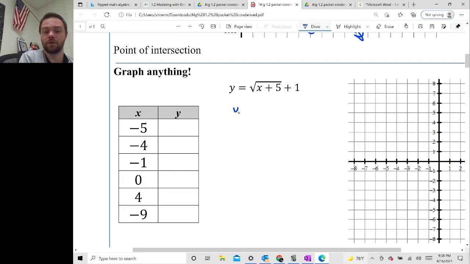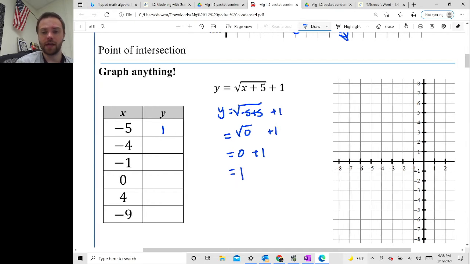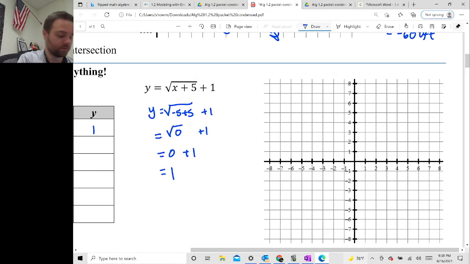So over here in this equation, I've got y equals the square root of -5 plus 5, plus 1. Well, -5 plus 5 is 0. So I've got the square root of 0 plus 1. So the square root of 0 is 0. So I've got 0 plus 1. So 0 plus 1 is 1. So -5 comma 1 is my first coordinate.